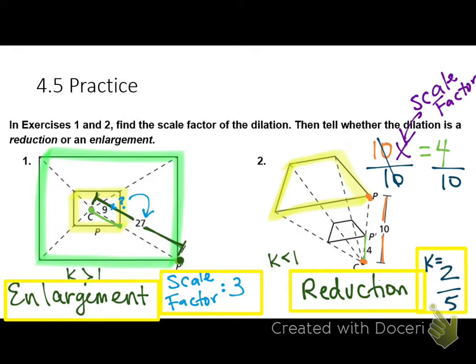2/5. So a lot of people just start dividing things. You want to make sure that your fraction makes sense. If you had 5/2, why would I know that 5/2 is not the answer? Because that's bigger than 1, which would make the shape get bigger. We want it smaller than 1, so it'd have to be the reciprocal of that. Okay, so questions on one of these?